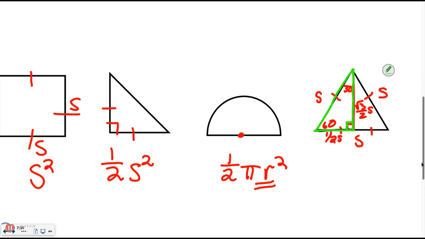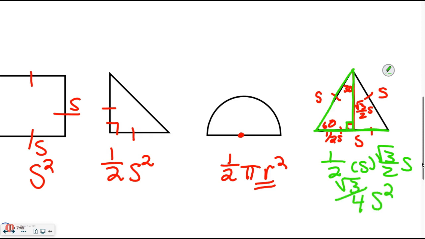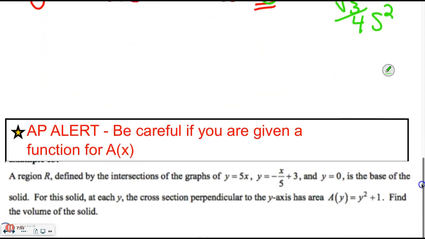Now to get the area of a triangle, we do 1/2 of its base times its height. So we would do 1/2 of its base, which is s, times its height, which is the √3 over 2 s. So we get √3 over 4 times a side squared. And we'll talk about this guy on the next page. We'll sort of derive that.